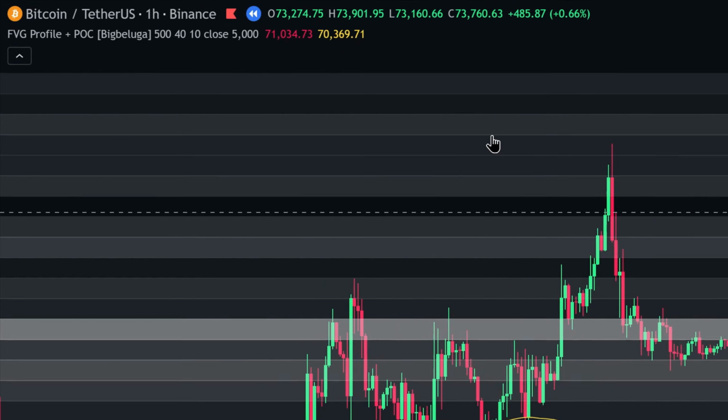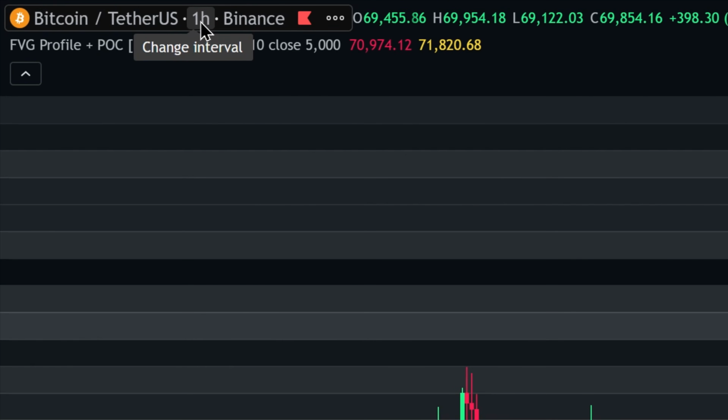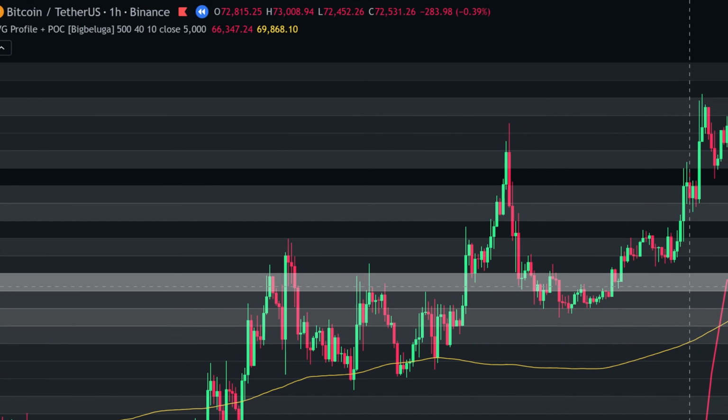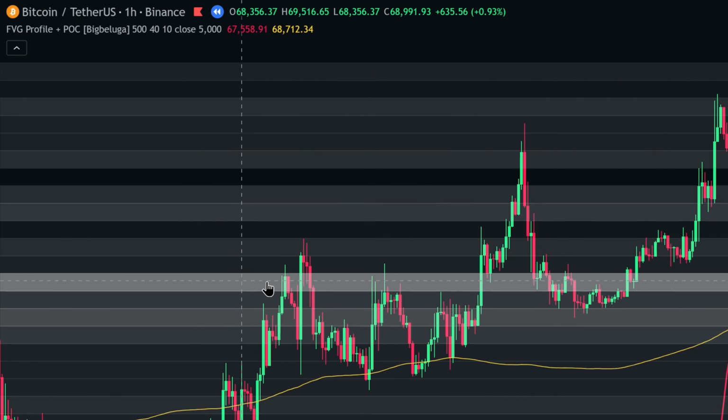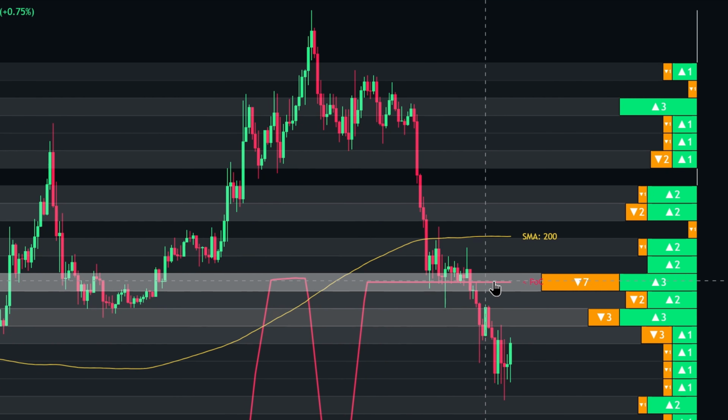We are using the Bitcoin chart for the sell trade, and we are presently on the 1-hour time frame. Here on the chart, you can see these horizontal bands across the chart. We want to focus on the brightest band, the one that appears almost white. That is the level where the highest number of fair value gaps has formed on this chart right now. That is our key zone.